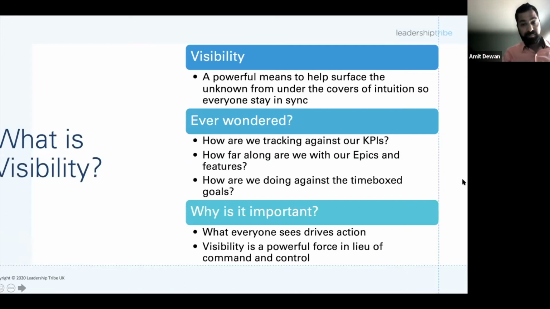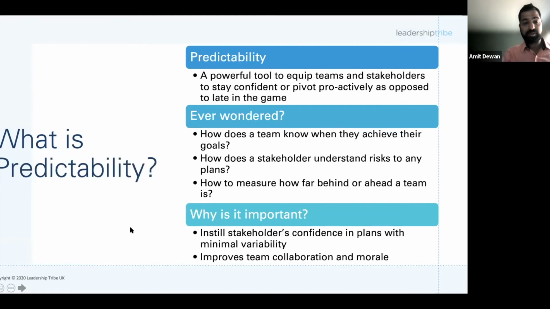So predictability, I think when I think of predictability, the number one thing that comes to my mind is, you know, are we equipped enough to be able to forecast? Are we going to be able to deliver what we promised to deliver on time? And if not, how far behind or how far ahead are we, right? So it's a powerful tool that equips the teams and the stakeholders to stay confident on the plans.